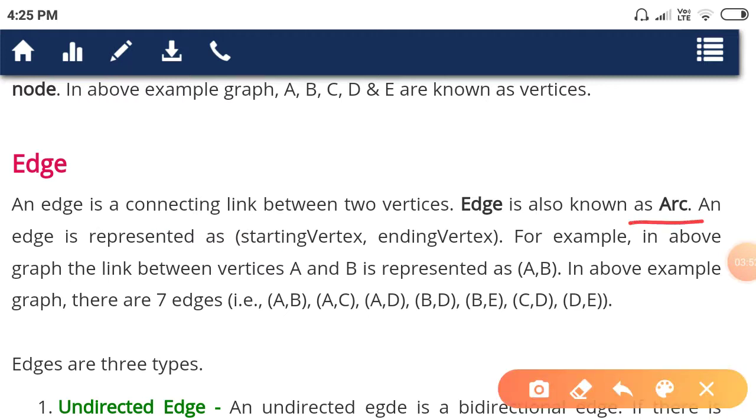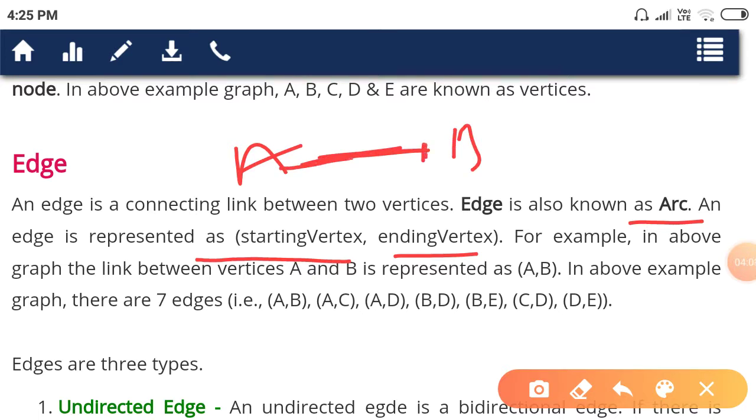And an edge is represented as a starting vertex and an ending vertex. From here we are starting, and this is the end.